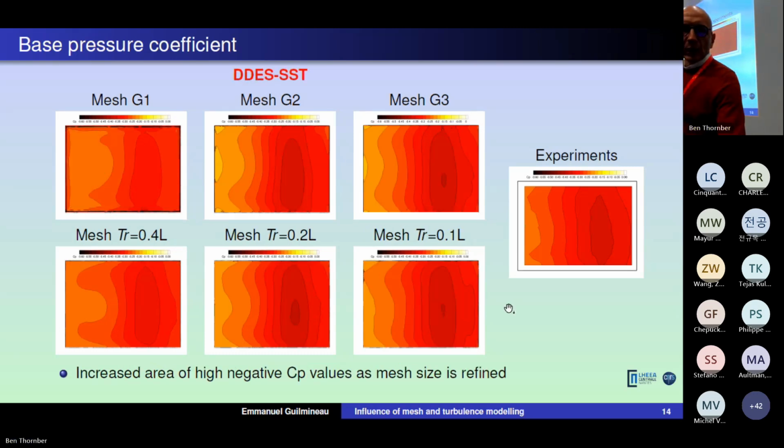Now, it's the pressure obtained with the DDES simulation for the three meshes of the committee at the top and the three meshes obtained with automatic grid-refinement. And we can see in this case we have a good agreement between the fine meshes and the experiment. And the results are very similar between the mesh G3 and the mesh obtained with automatic grid-refinement.